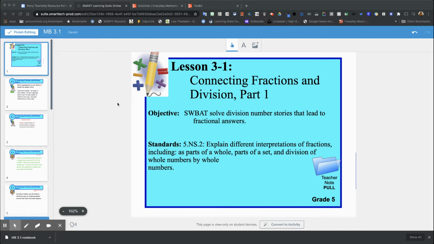Hey guys, welcome to lesson 1 of unit 3. We are going to be starting with connecting fractions and division, part 1. So we'll do a part 2 in lesson 3.2. Our objective is going to be able to solve division number stories that lead to fractional answers.